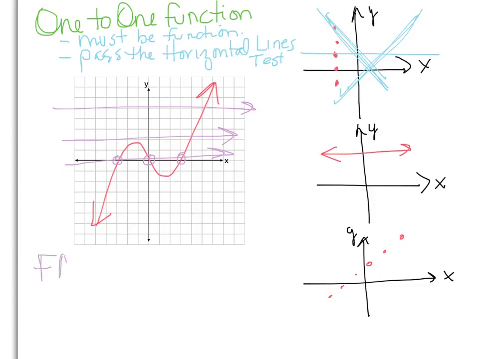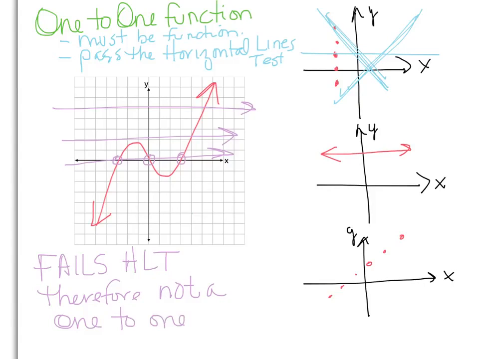So this one here fails the horizontal line test, therefore it is not a one-to-one function. It is still a function, it's simply not a very specific kind of function, which is one-to-one. Okay, so that one fails. Then we can look at these other ones, draw a horizontal line, and see if they pass. It's passing, and then you get to here and you say, oops, nope, that one fails. So it's not one-to-one.